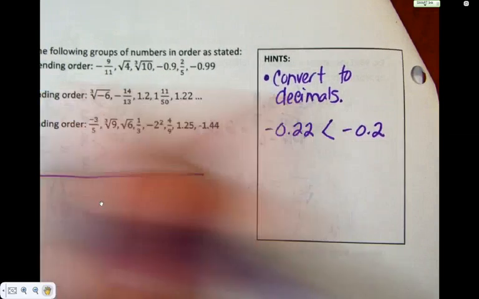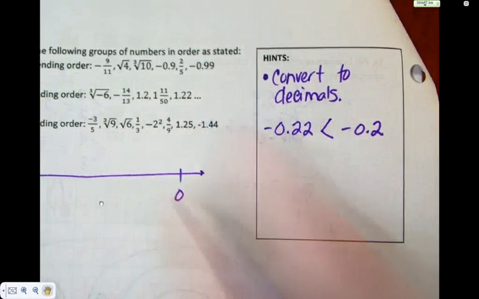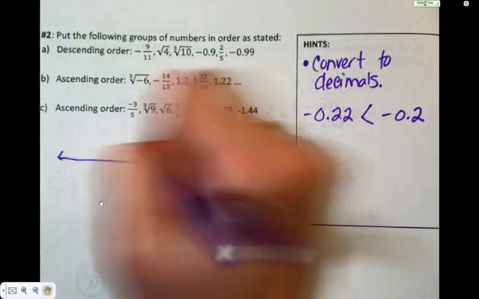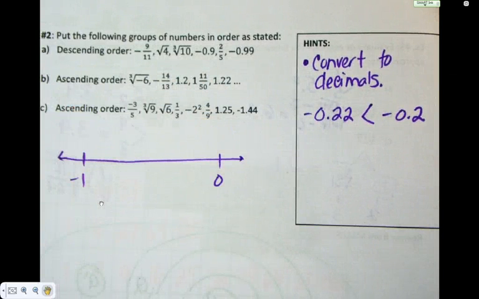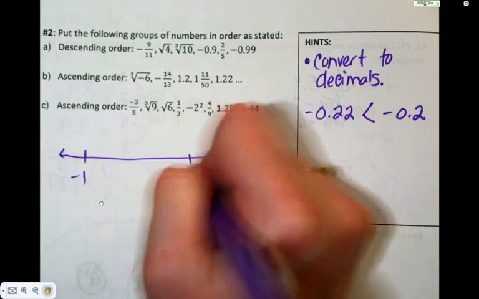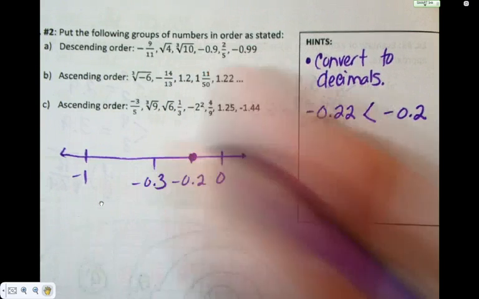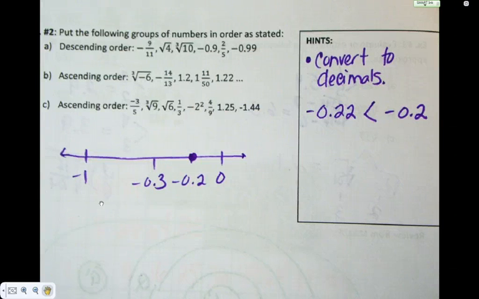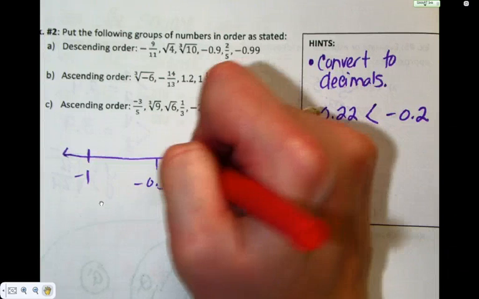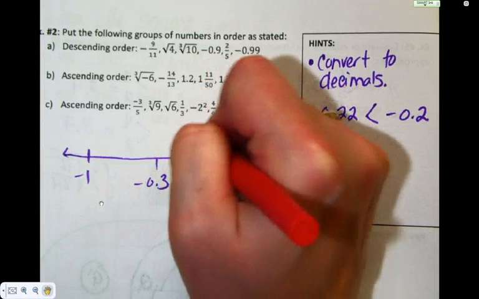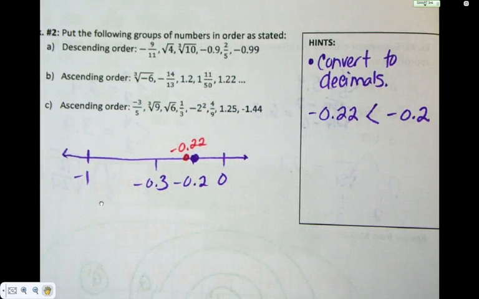If you're a number line person, I'm going to put 0 way over there on the right-hand side. And I'm going to put negative 1 way over there on the left-hand side. I'm all backwards today. And so if I put negative 0.2 there and negative 0.3, and I'm not spacing them out in particular, negative 0.2 is there. Where is negative 0.22? To the left or to the right? It's to the left. That's why it's smaller, because it's further to the left.